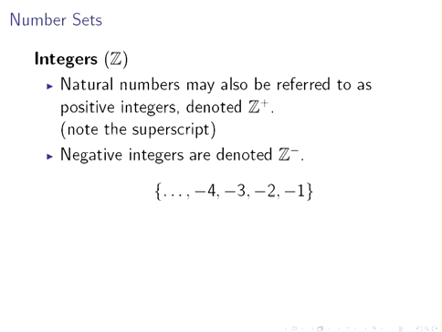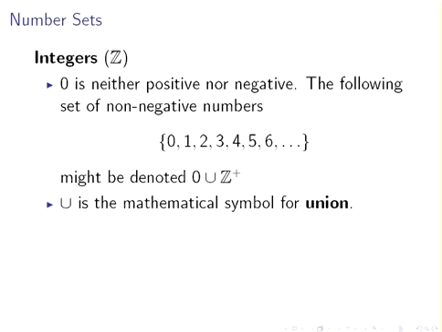Now, natural numbers may also be referred to as positive integers and denoted Z plus. Just to make a remark on this little superscript there. Likewise, the negative integers might be denoted Z minus. Again, you can see that superscript there. If we're talking about Z minus, this is what we might be looking at: -4, -3, -2, -1, and so on, all the integers less than -4 even.